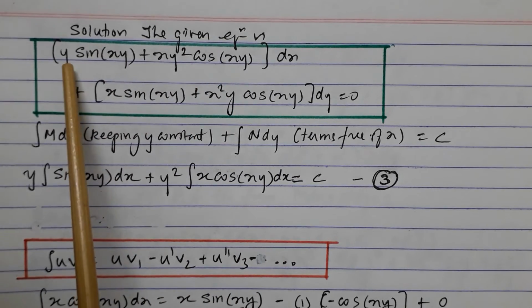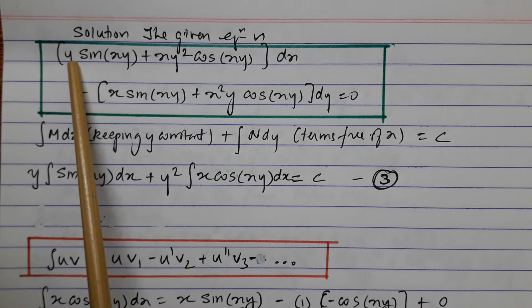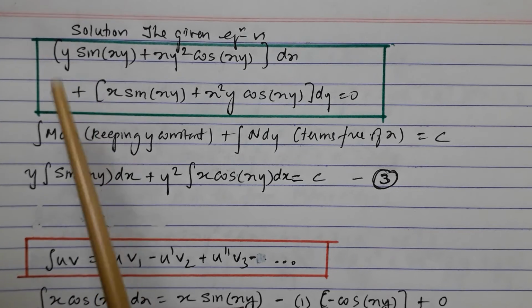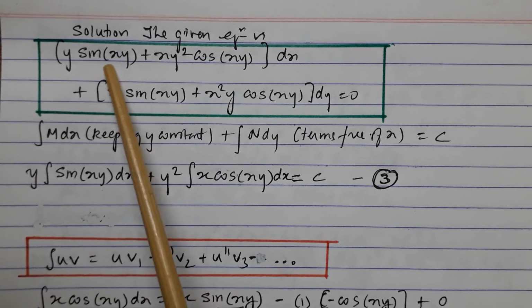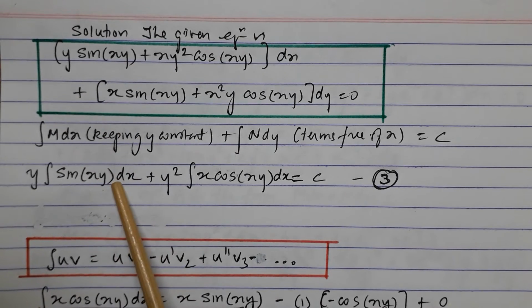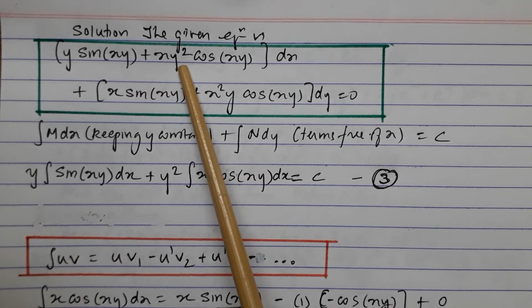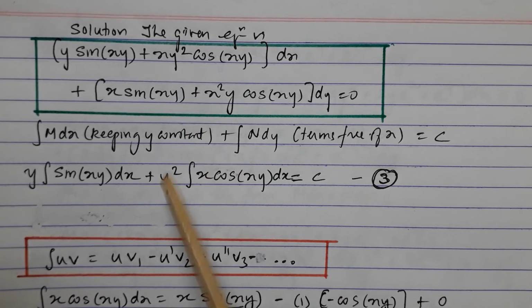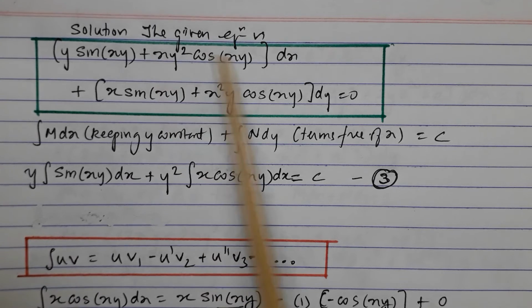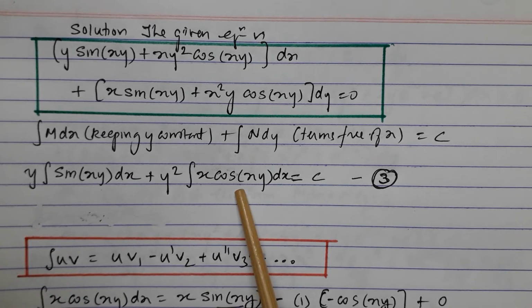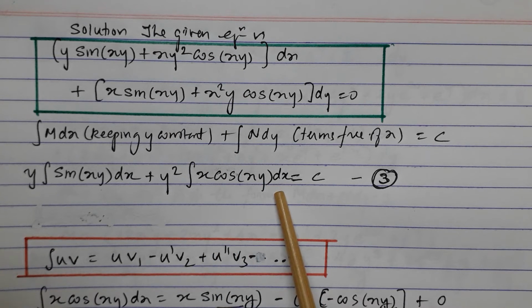Now, if you look, this is m. So the first term y has to be treated as a constant, so it would be outside the integral sign. So this would be y integral of sin xy into dx. Again here, the y square has to be treated as a constant. So this would be plus y square into integral of x cos xy dx.